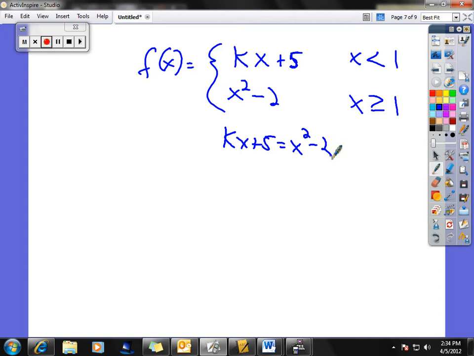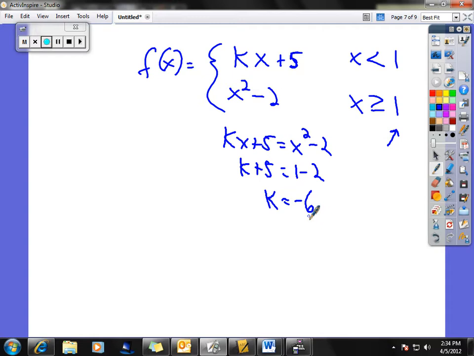We're going to plug in 1 for x. So we should have k plus 5 equals 1 minus 2. So k equals -6. Alright? So k equals -6. That's the number that could go right here that would make this function continuous. So you set them equal to each other, plug in the x, solve for k.